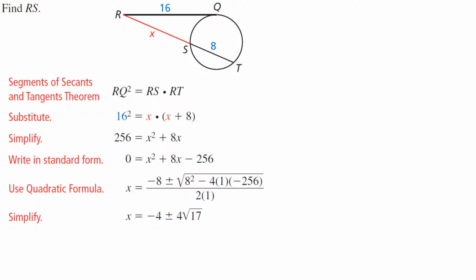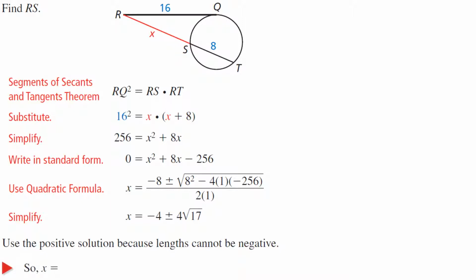Uh-oh, this is geometry. We only want positive numbers for distances. Negative 4 minus 4 root 17 would be a negative number. Can't use that for distance. Distance cannot be negative. The shortest possible distance, of course, would be 0. So normally we have a positive number. Of course, if there's no distance between them, then we'd actually have 0. So now we actually know the distance RS is about 12.49.